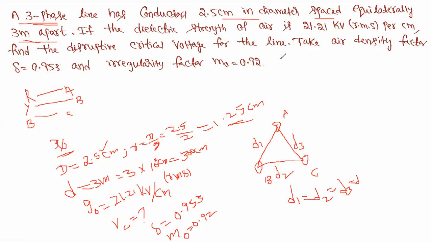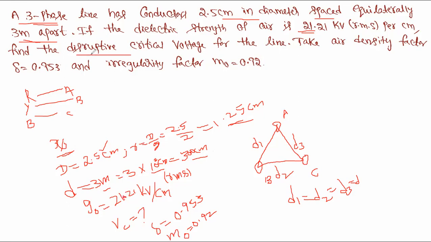The radius is already given in centimeters, but the spacing of the conductor, given in meters, is converted into centimeters. That is 3 into 10 square centimeter, which is 300 centimeter. And the dielectric strength of air is given as G naught equal to 21.21 kV per centimeter, directly for the RMS value.